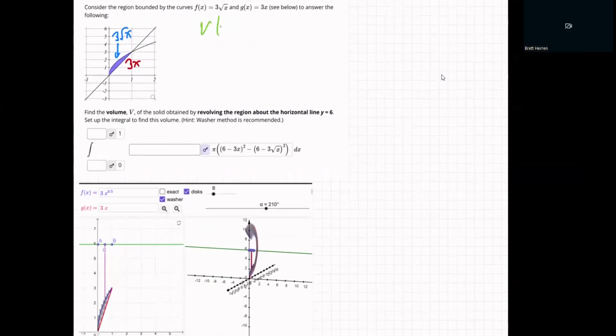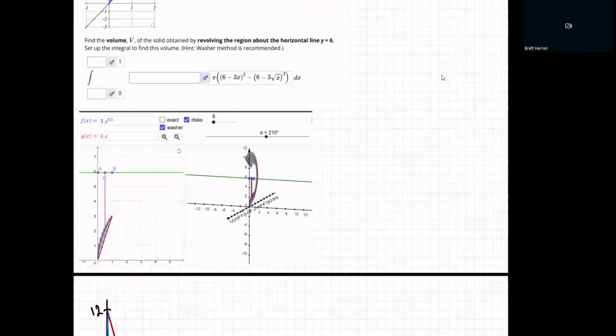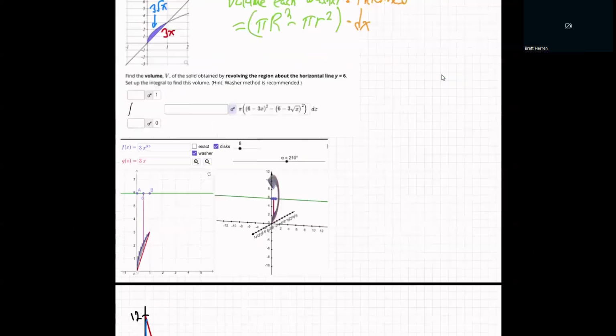Well, you know the volume of each washer. Every washer is pi capital R squared minus pi little r squared times the thickness. And in this case, the thickness is going to be dx, because we are stacking them up, as you can see. See a little thickness here, dx on the x-axis. Okay, so back to the problem.